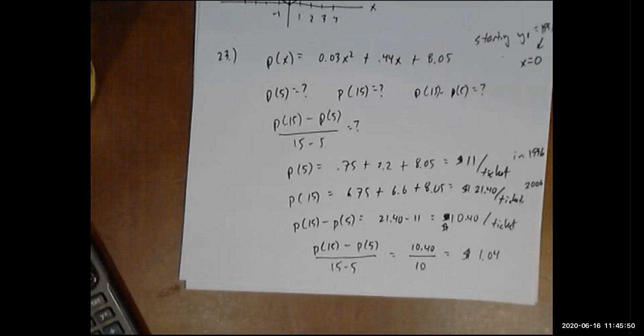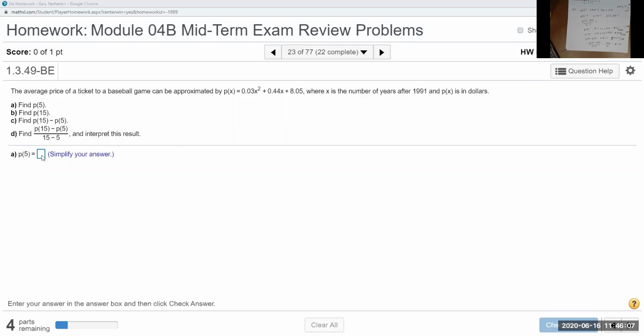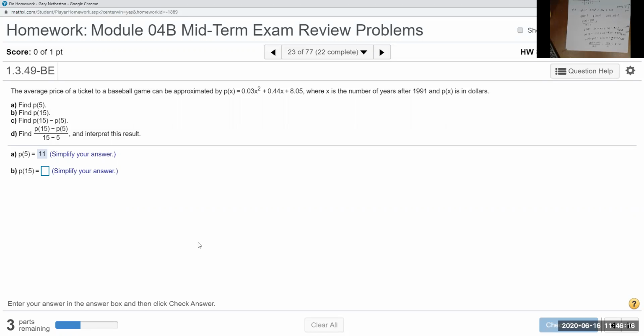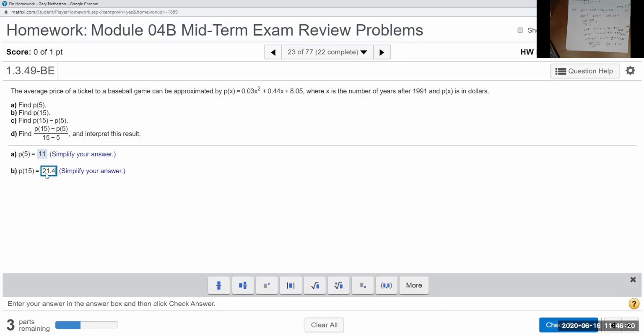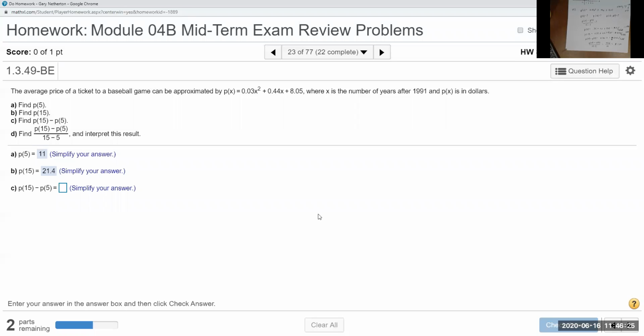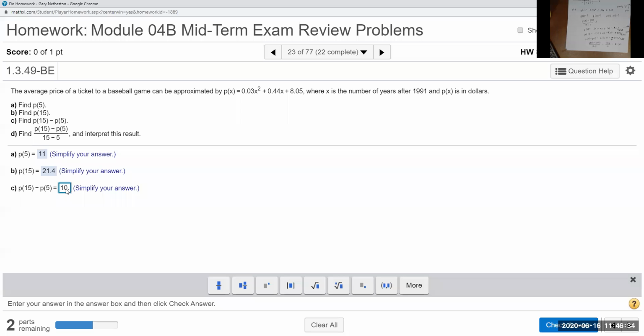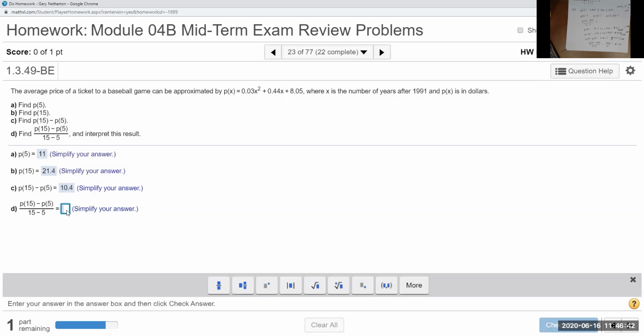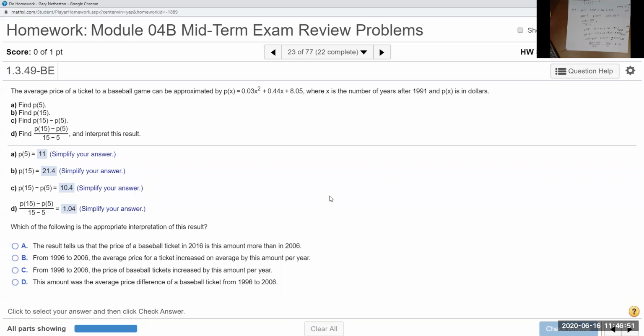So not super complicated. So let me go back to the problem. I'll plug in my numbers, and I hope I did the math correctly. We'll find out when I plug these in. So I said P of 5 is 11. That's good. P of 15, I said was 21.40. That's good. Now the difference should be, whoops, 10.4. And then the average, where you take the difference divided by the number of years, should be 1.04. So this kind of problem is called like the average rate of change.